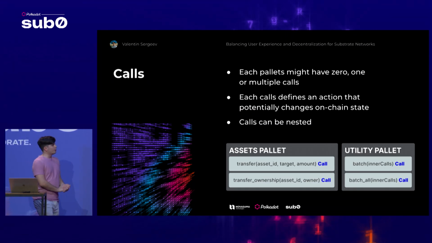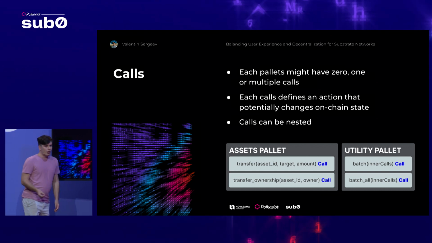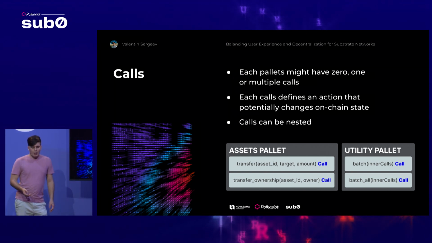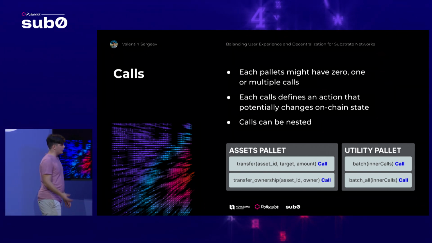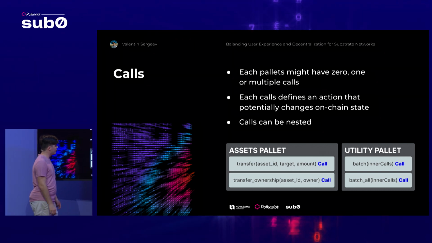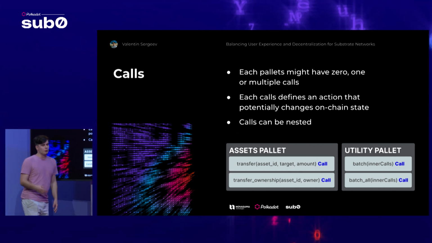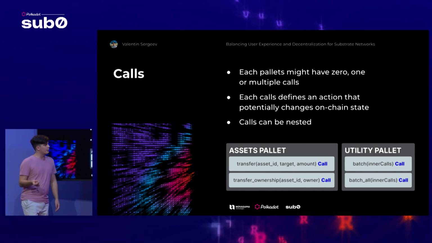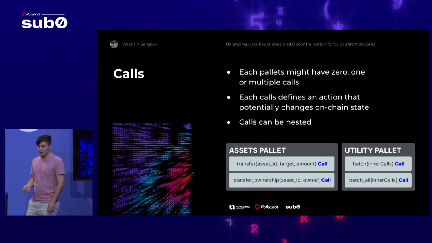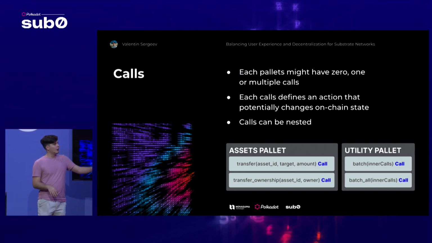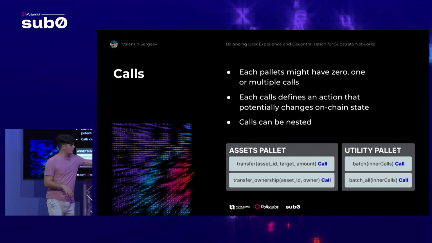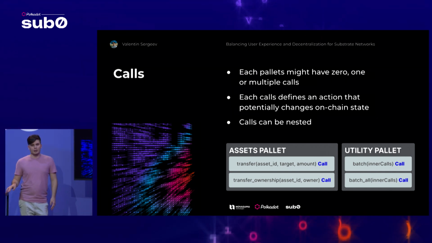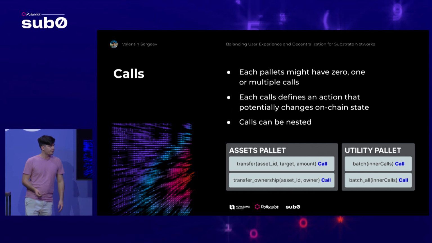The next important component of each pallet are calls. A call is basically an action that a user can execute in order to change on-chain state. A simple example of a call is a transfer call from the assets pallet, which allows a user to transfer funds from one place to another. On the other hand, calls can be nested to achieve more complex use cases. For example, there's a utility pallet which offers several batch operations, calls I mean, to help you perform atomic operations, like executing multiple calls in advance.